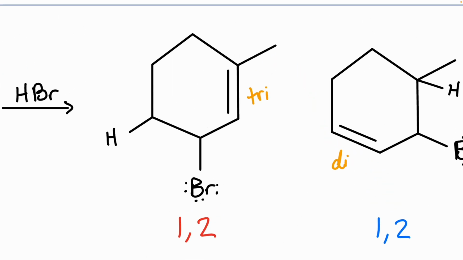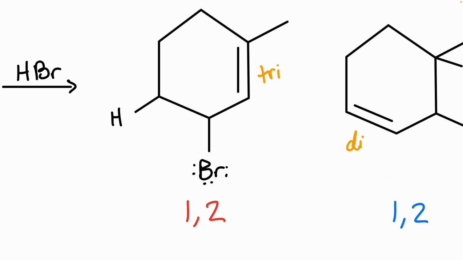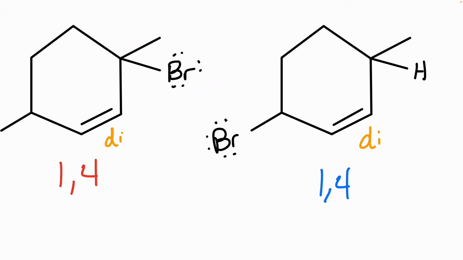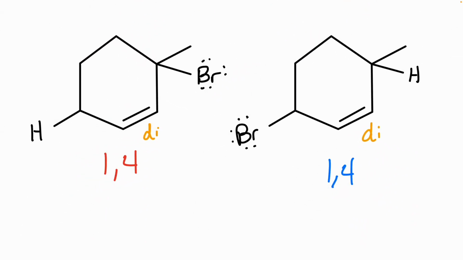So this very first one that we did is a tri-substituted alkene. Those sp2 hybridized carbons have 3 carbon neighbors. All right, our other 1,2 product was a di-substituted alkene. And both of our 1,4 products are also di-substituted.